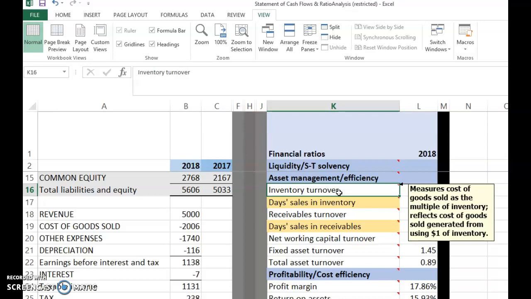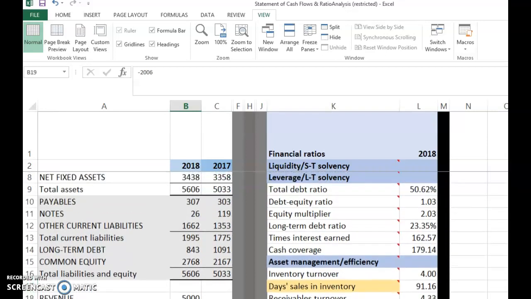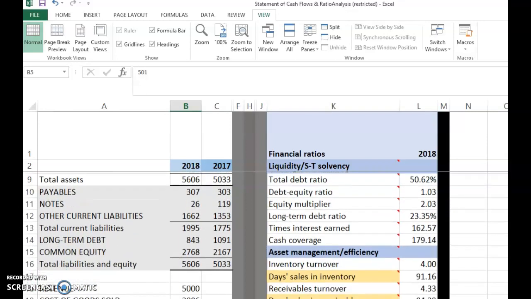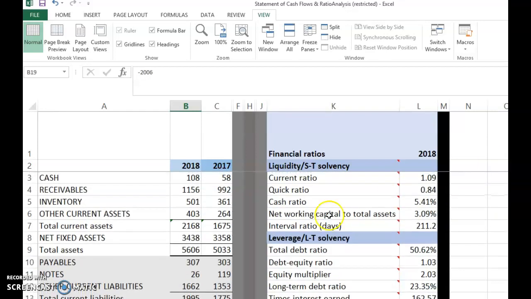From the balance sheet it takes the number for the asset, but from the income statement it takes the figure for sales, or cost of goods sold. In this case, we take inventory. Inventory turnover is always sales, or in this case cost of goods sold, divided by inventory. Inventory is taken from the assets portion here, 501. So it's actually 2006 divided by 501. So we get this value.